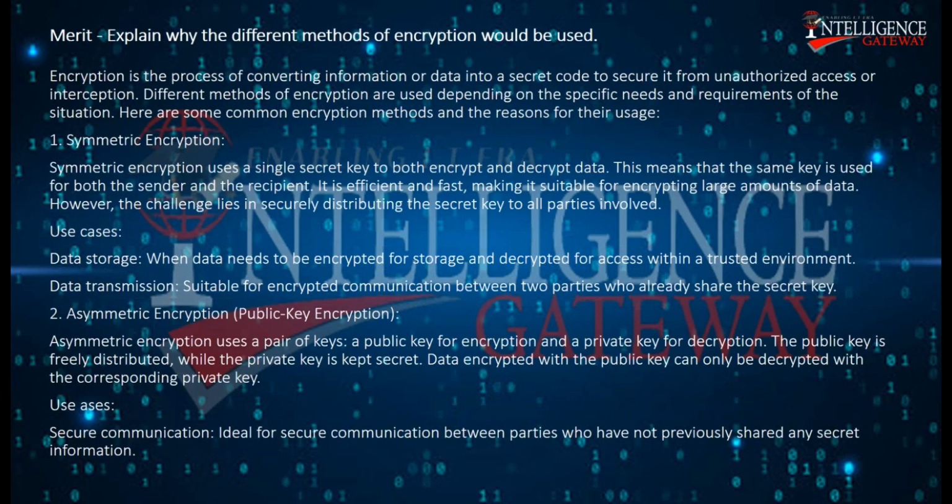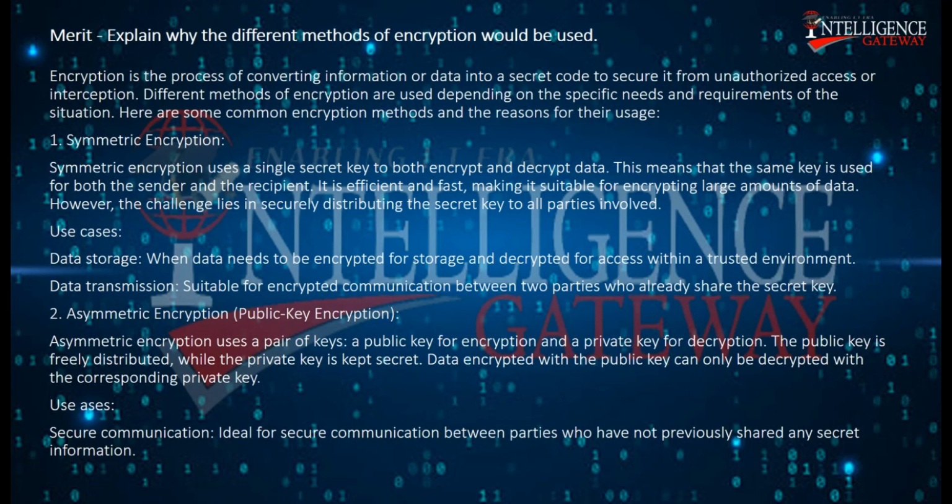Merit. Explain why the different methods of encryption would be used. Encryption is the process of converting information or data into a secret code to secure it from unauthorized access or interception. Different methods of encryption are used depending on the specific needs and requirements of the situation. Here are some common encryption methods and the reasons for their usage.